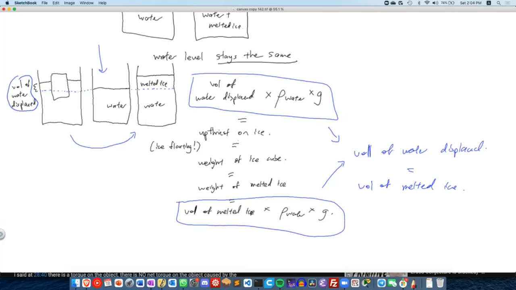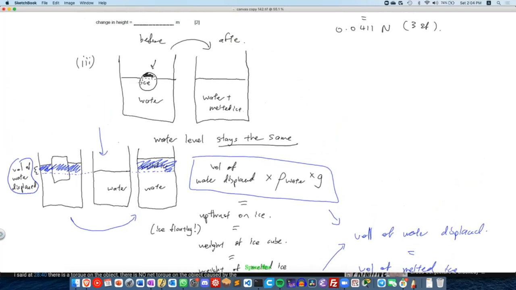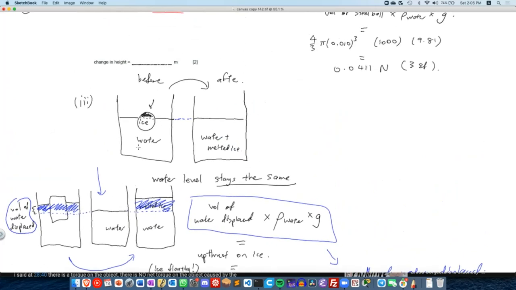the volume of water displaced over here is actually equal to the volume of the melted ice. And what that means is that even after the ice melts, the water level doesn't change. It stays the same. So before and after the ice has melted, the level of water stays the same.